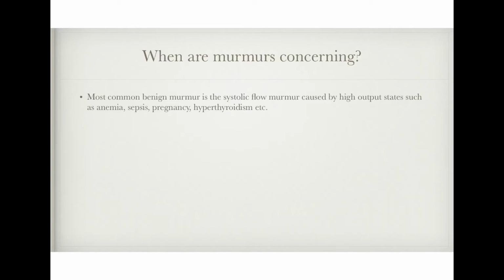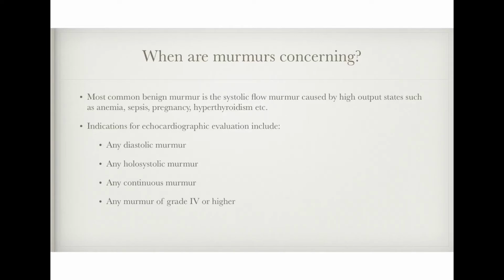But sometimes murmurs are concerning, and those are the murmurs that are diastolic, holosystolic, continuous, associated with a thrill, so grade 4 or higher, and murmurs that are associated with worrying symptoms such as angina, chest pain, heart failure, syncope, or palpitations. Patients with any of these should definitely get an echocardiogram to evaluate their valves and look for structural heart diseases.